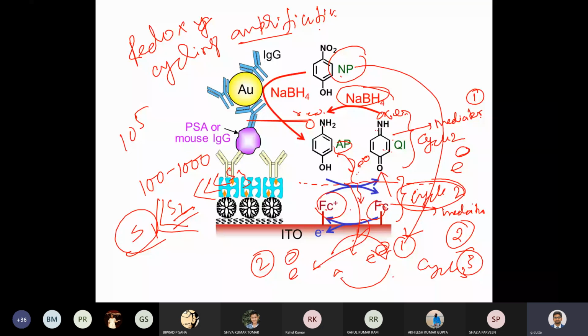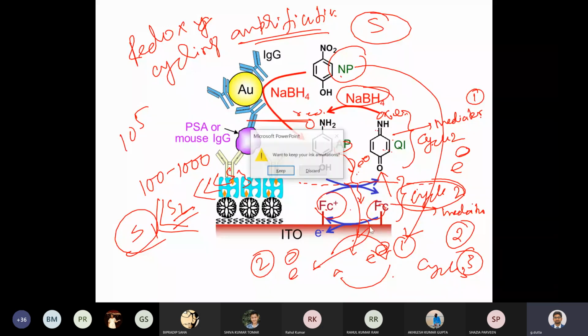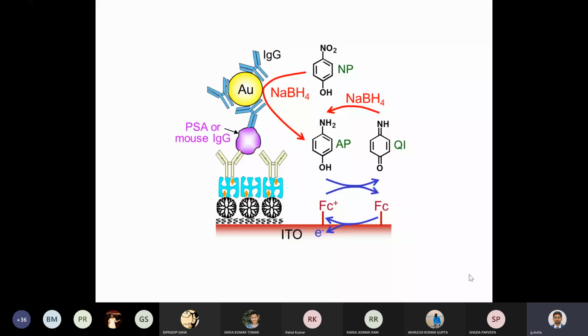Clear, Vipradeep? Yes, sir, it's clear. It's very good. You have a good scope to get a high signal. But then one question may come, or someone can ask: can I use 5 cycles, 6 cycles, 7 cycles? Then we'll get maybe 10 to the power 10, 10 to the power 11 times signal amplification, right? So why are people not doing that much? Why only 2? Why only 1? Sometimes people use only 1, not even 2. Can you answer this one?